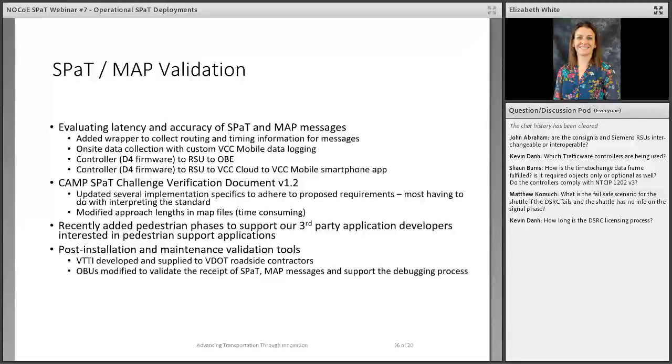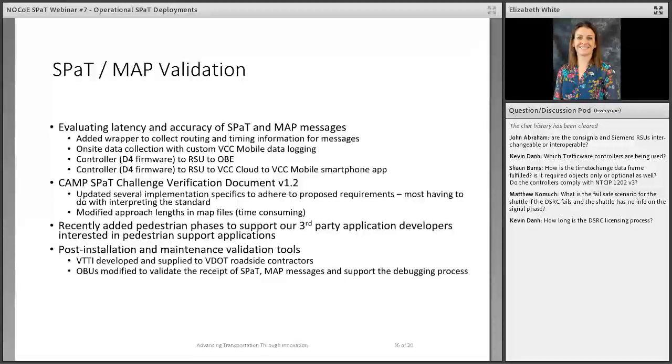We've also looked at the SPaT challenge verification document from CAMP to understand their expectations regarding how the messages should be implemented. We went through and evaluated those requirements and have updated several parts of our system, most having to do with how this data can be interpreted. There are still a few missing pieces that we're working on.